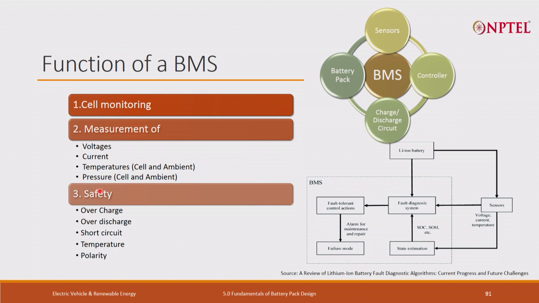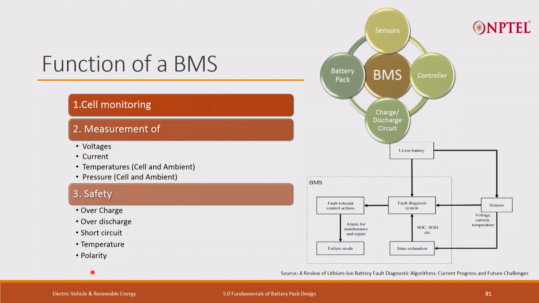It will keep on checking the acceleration. Then third is safety. Based upon the cell monitoring or battery pack monitoring using these values, it can check if the battery pack is getting overcharged or over-discharged, or a short circuit has happened, or the temperature is very high or very low. It can also measure temperature gradient and polarity. When you are connecting to the vehicle, does any reverse polarity happen? If that happens, it could lead to a short circuit. So it prevents sending the current or energy during that condition.